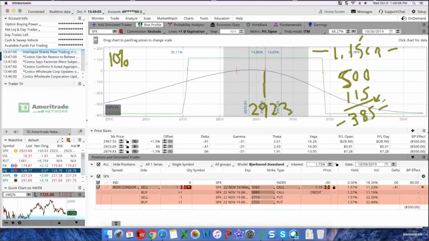10% of, if I round this to 400, 10% of 400 is 40. 40 from a $1.15 credit, so I put an order in for a profit at a 75 cent debit. If I pay 75 and I sold it at 115, I make $40 divided by 385. That's it. You with me? About 10%.